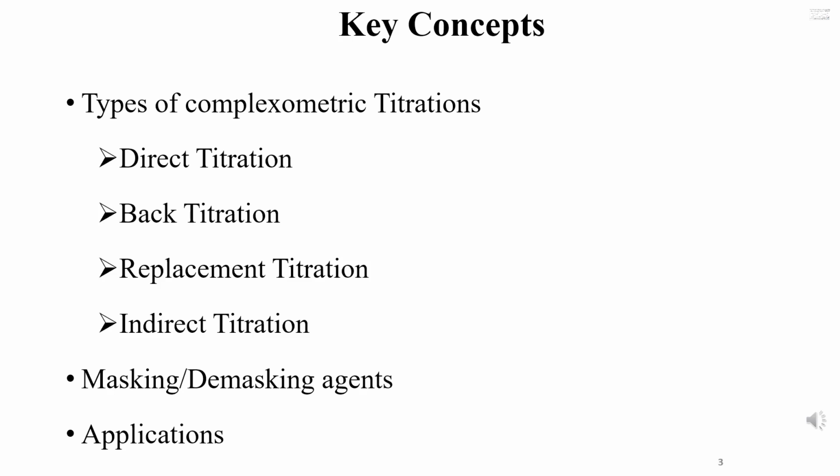So next we talk about indicator. Indicator is capable of producing a definite color change, and that is used to detect the end point of titration. So in EDTA titration in complexometric titration, in most cases we use Eriochrome Black T indicator.